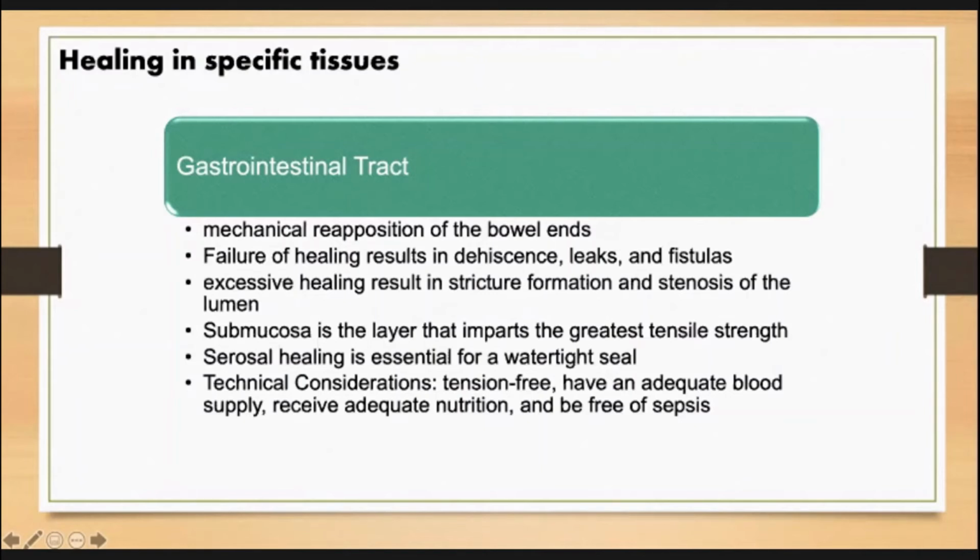When you repair your bowel, when you do anastomosis, failure of healing results in dehiscence, leaks, and fistulas, which carry significant morbidity and mortality, wherein you have to treat the infection and repair the leak by reoperating, doing another surgery on the patient, which would add morbidity and sometimes mortality. Conversely, excessive healing can be just as troublesome because it could result in stricture formation or stenosis.